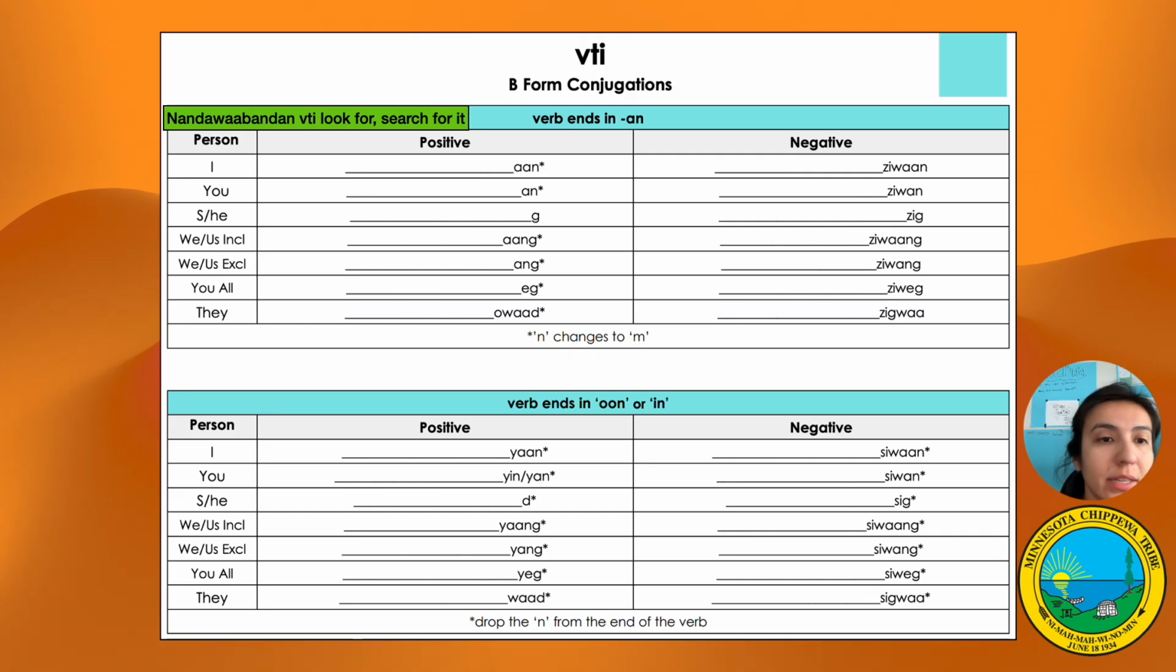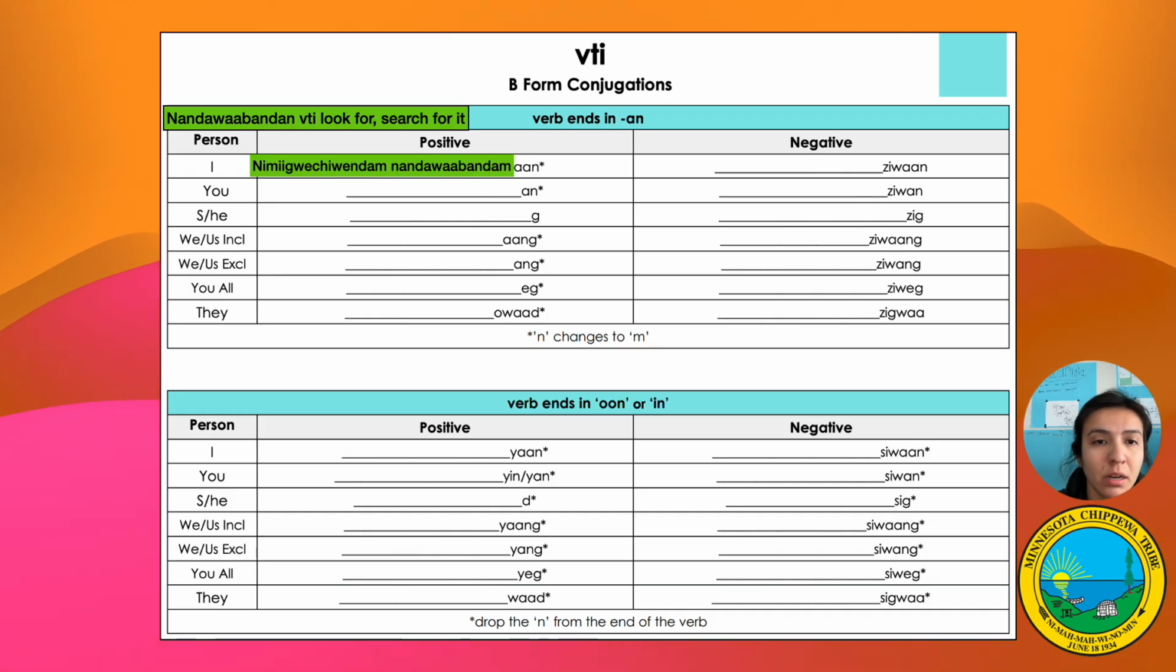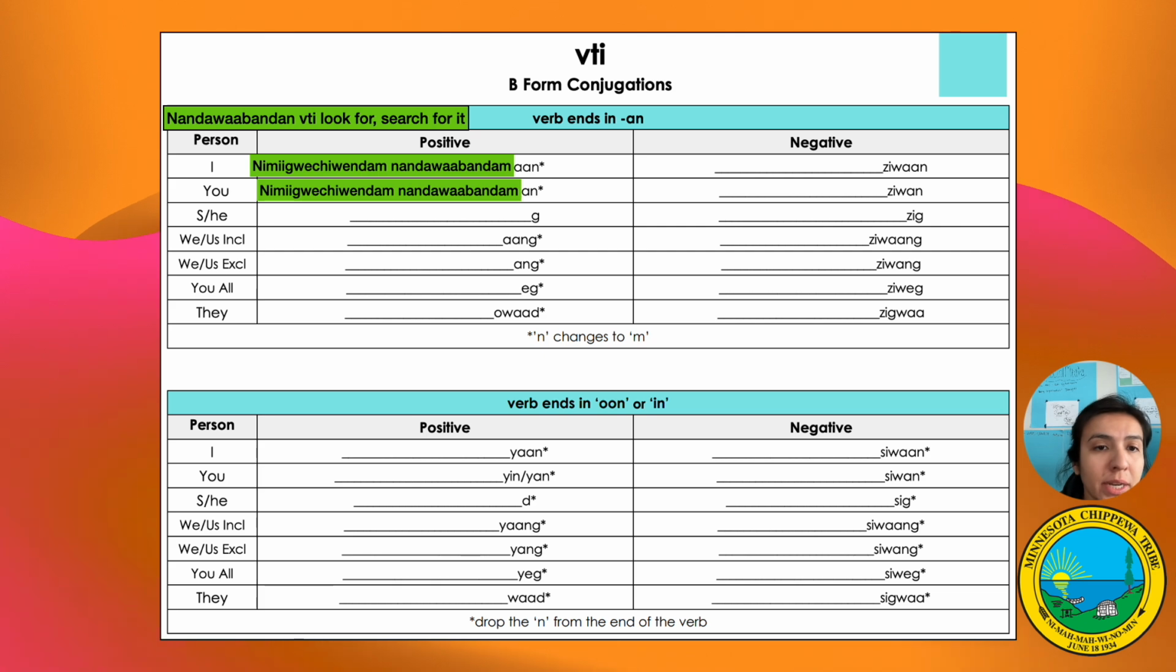So our verb is nandawabandan, VTI, look for, search for it. Namigwe chawendam, nandawabandaman. Note the asterisks, and it says N changes to M for verbs that end in an. Note the slight difference between the an double vowel and the un single vowel.